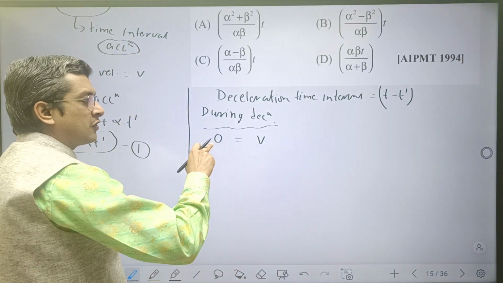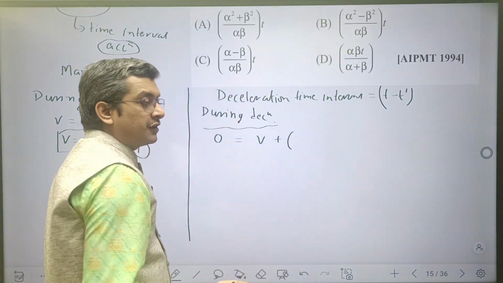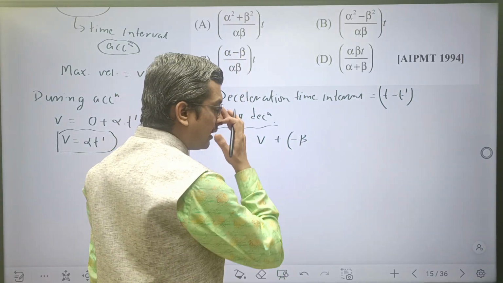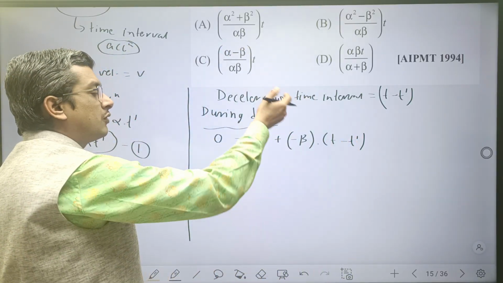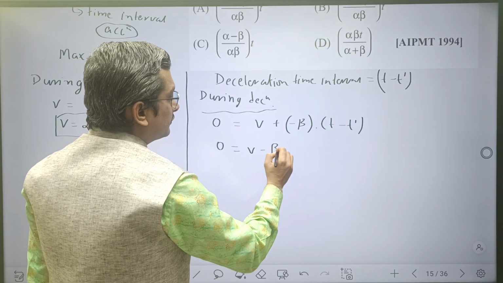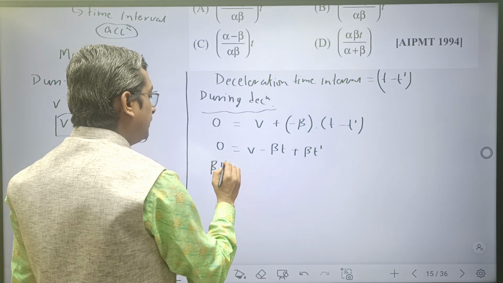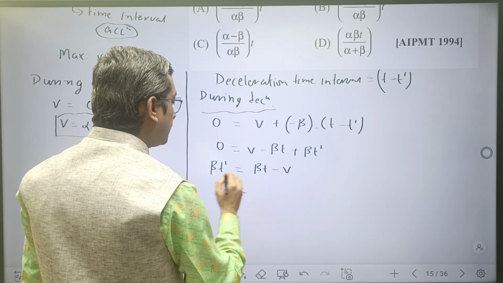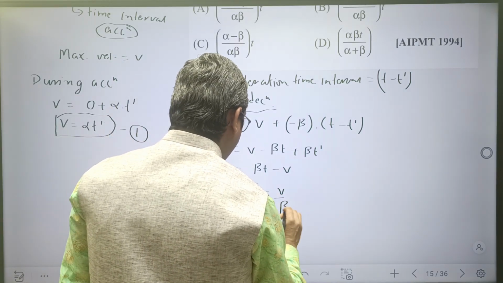Applying the first equation of motion, the final velocity is equal to the initial velocity plus, since there is deceleration, in such cases we take minus of the rate, which is given as beta, multiplied by t minus t dash. T minus t dash is the time interval for which the car is in deceleration. So this will be 0 equals v minus beta t plus beta t dash. From here we can find beta t dash as beta t minus v. So t dash is equal to t minus v by beta, since beta gets cancelled.